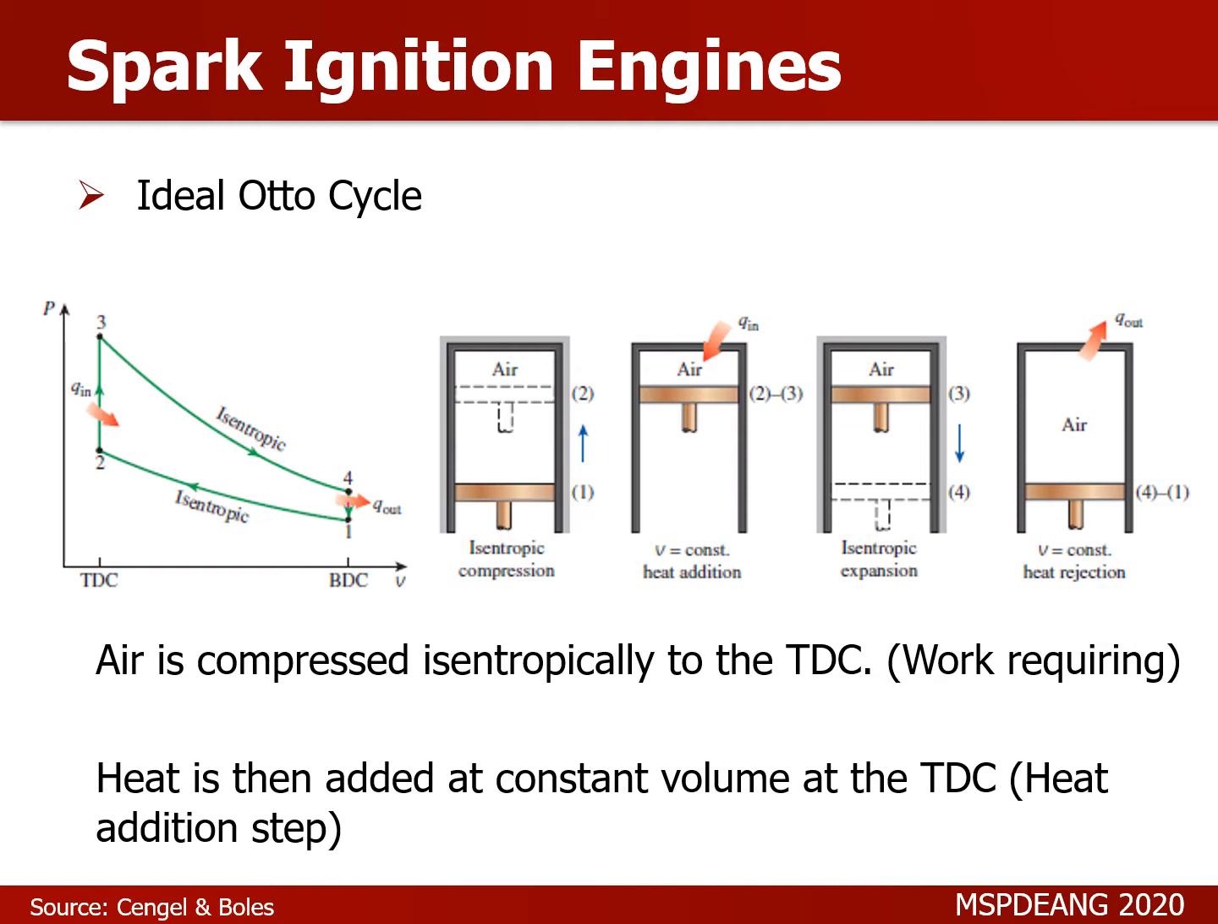Okay, so this is a work requiring step from state 1 to state 2, where we have an isentropic compression from the largest volume to the smallest volume. And at this step, once it reaches state 2, you now have heat addition. So here we approximate the spark plug igniting the air-fuel mixture to state 3, and that heat addition step occurs instantaneously at this fixed volume, so the pressure suddenly increases from state 2 to state 3.